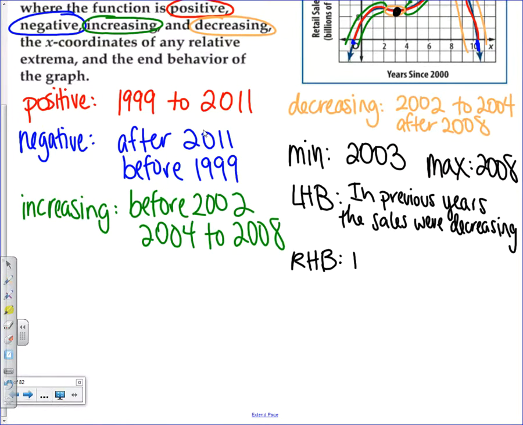Okay. In future years, what's happening? The sales are doing what? That arrow points down, doesn't it? Come on, you guys, you got to look at what's in front of you. In future years, the sales will decrease.